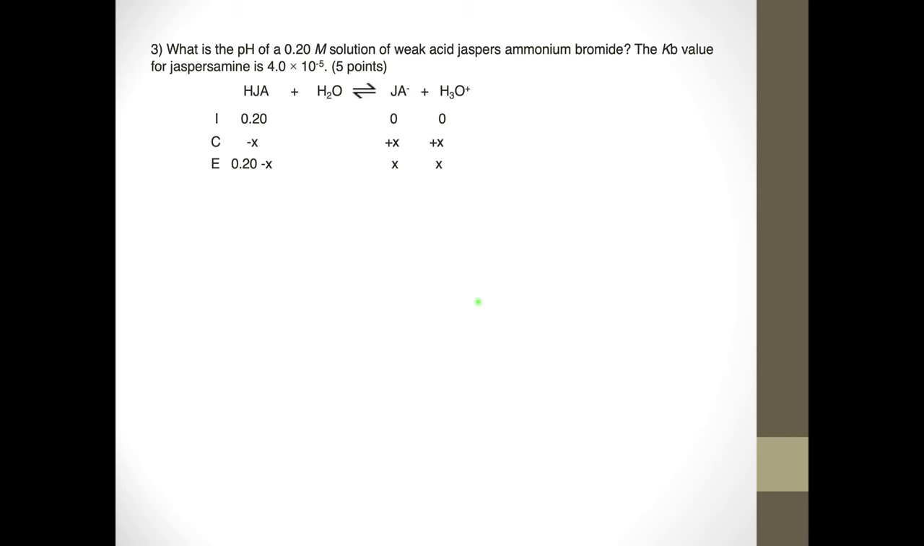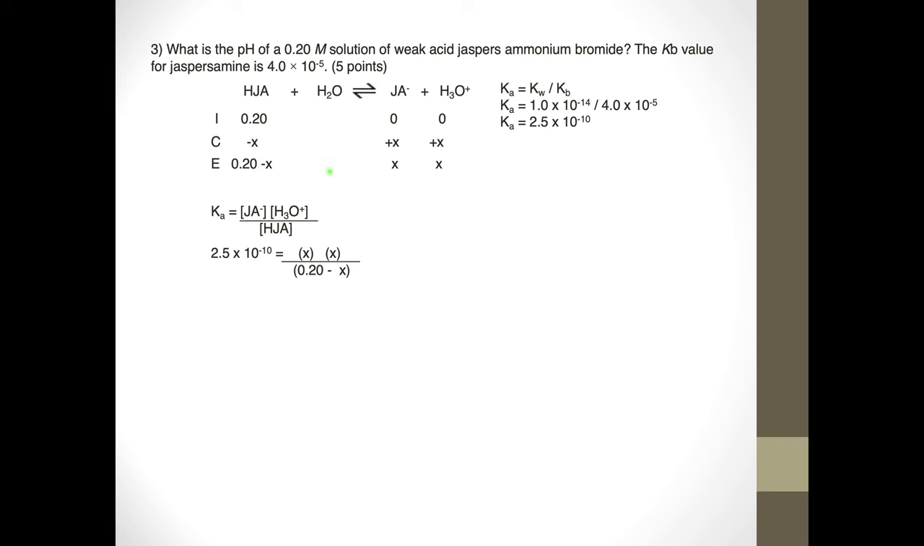We have the Kb. From the Kb, you can calculate the Ka using the Kw. So Kw divided by the Kb is going to be equal to the Ka, which is 2.5 times 10 to the power of minus 10. So we have Ka here, and we can substitute these values in this equation. We have 2.5, that is the Ka obtained from the Kb.